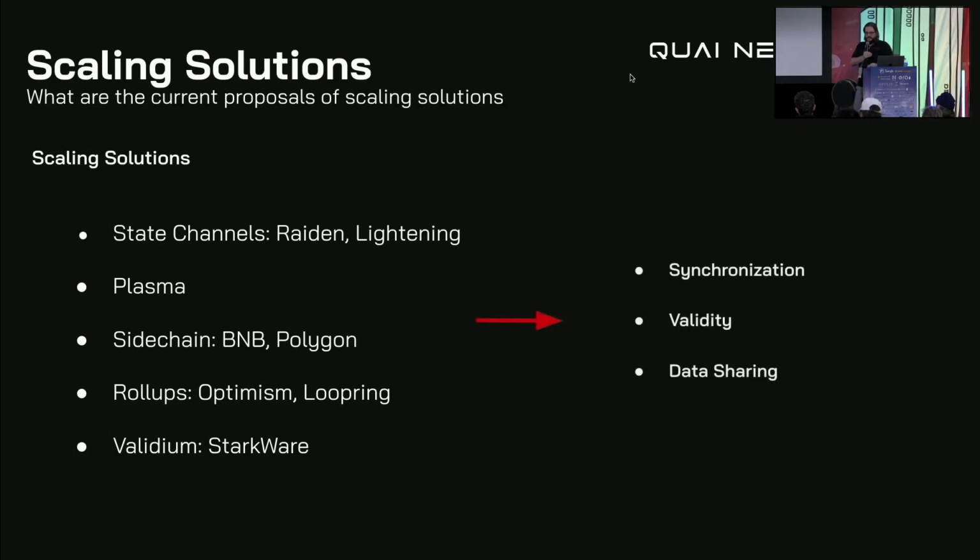The problem that all of these scaling solutions have, or the challenges that they face, they have challenges with synchronization, they have challenges with validity, and then they have challenges with data sharing. And the different solutions have different degrees of challenge in each one of those areas.